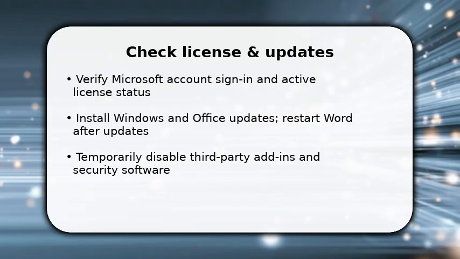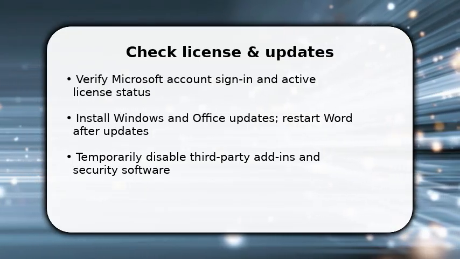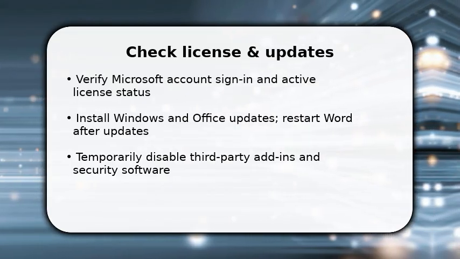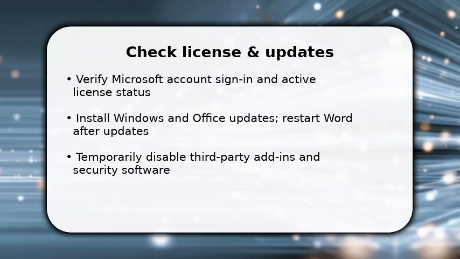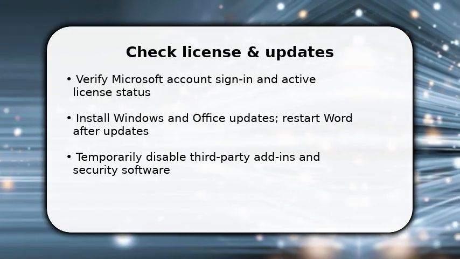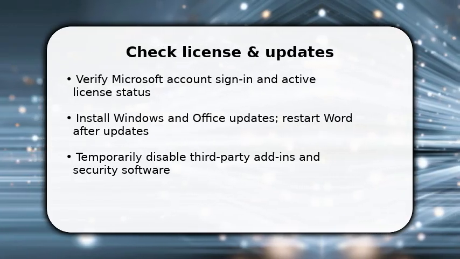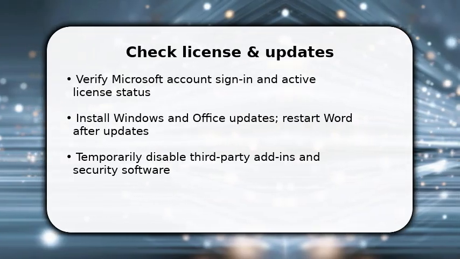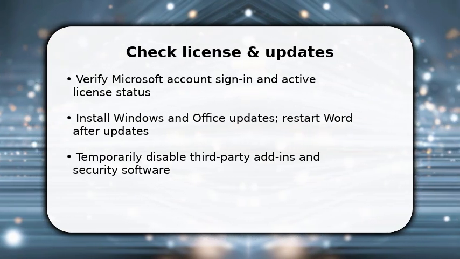You'll start by confirming the license and applying quick system fixes. Open Word, go to File Account, and make sure you're signed into the correct Microsoft account. This resolves most inactive states. Once done, run Windows Update and Office Update, then restart the machine to clear transient errors. If still inactive, disable add-ins from File Options Add-ins and switch security software off briefly. This narrows down conflicts. These steps ensure you eliminate simple account and update causes first.